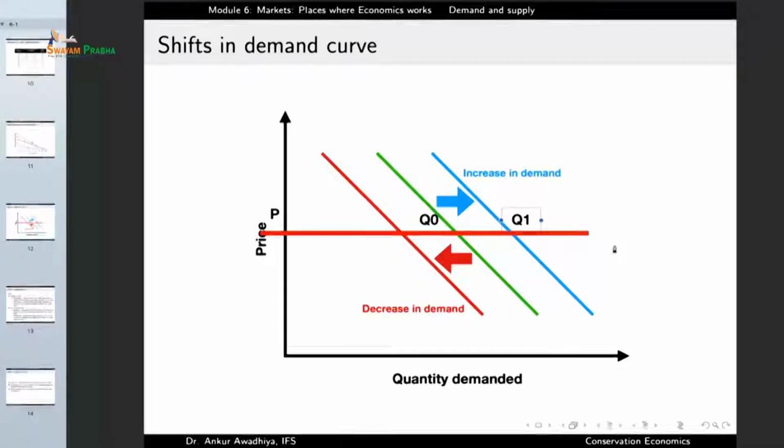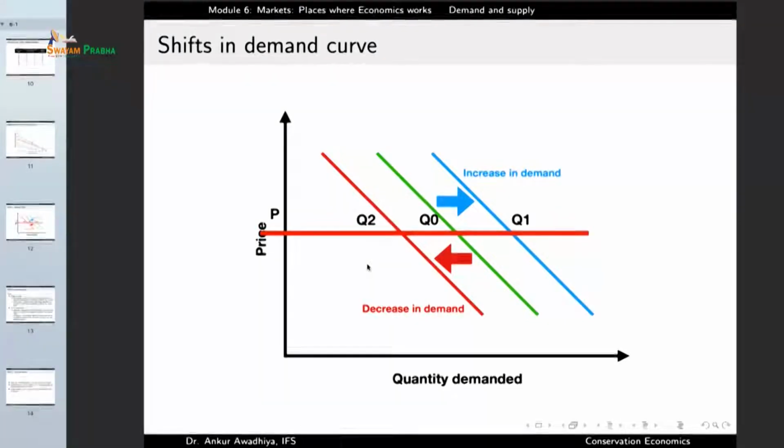On the other hand, in the case of a decrease in demand, the quantity demanded at any price reduces, which is to say that earlier the quantity that was demanded was Q0. Now the quantity demanded is Q2, and Q2 is less than Q0. So this is showing a decrease in the demand. So the quantity demanded at any price reduces, or the curve shifts to the left.